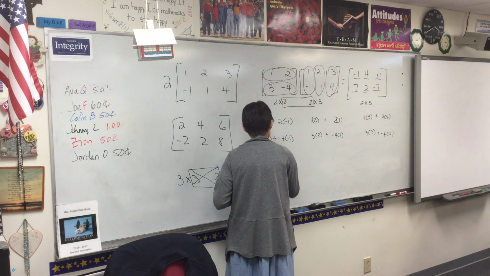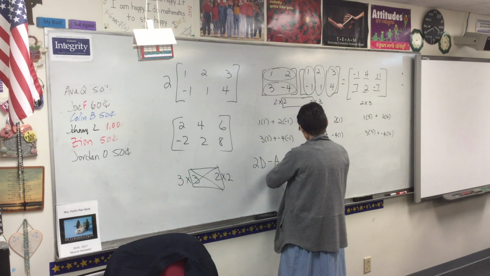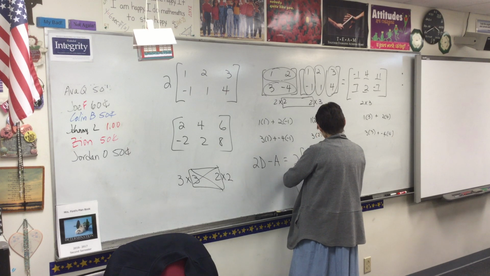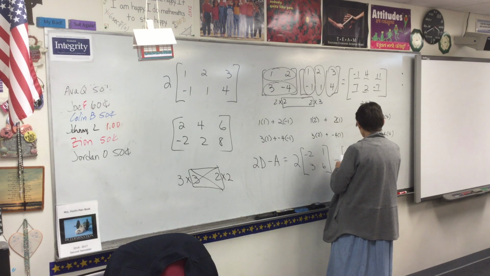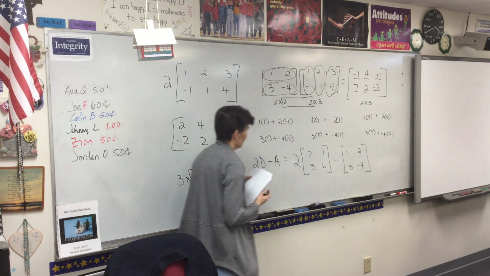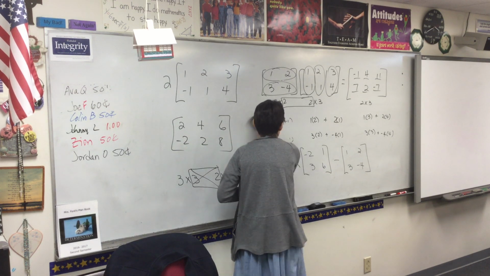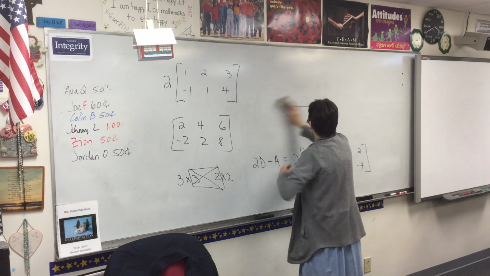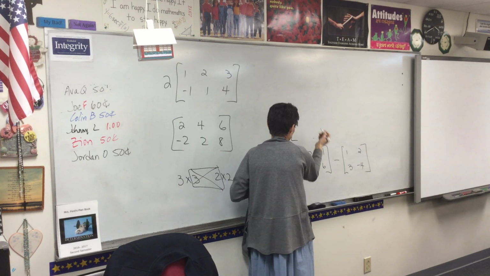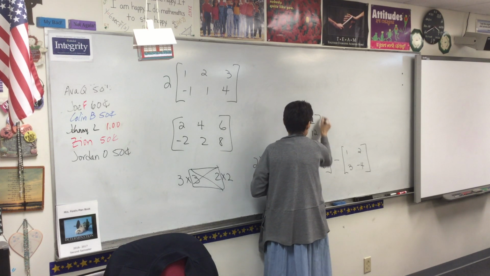Now what about 2D minus A? Yes. So 2 times D, and be careful, make sure you're going in the order they tell you to. Okay, want to take 2 times D and then subtract A. Now, 2 times D, we can do that. 2 times D would be negative 4, 2, 6, 12.